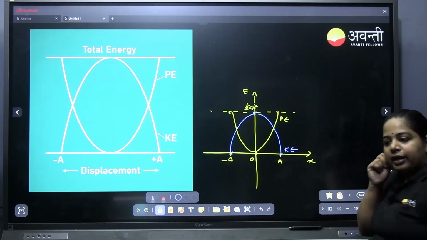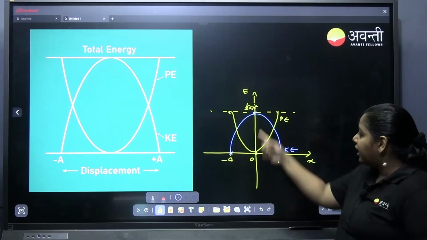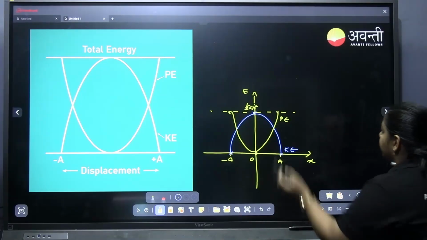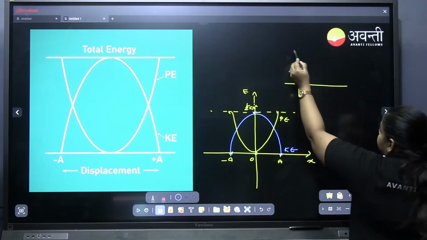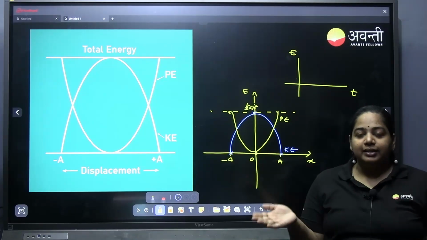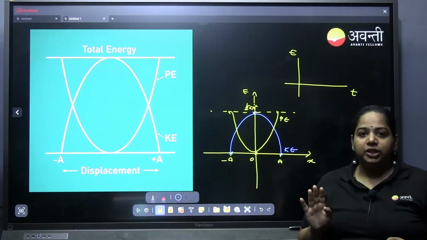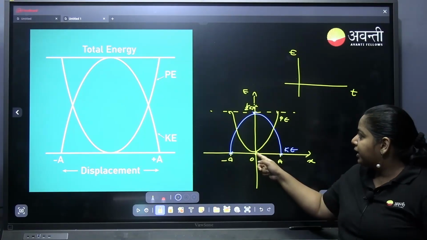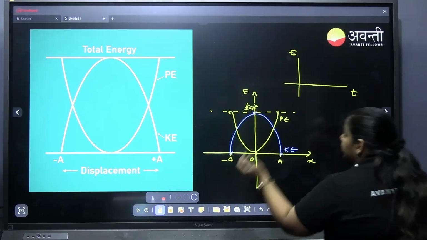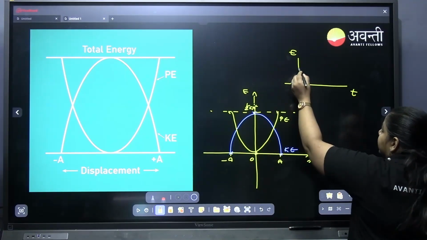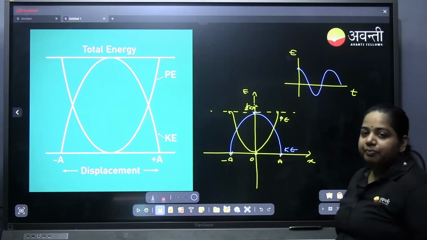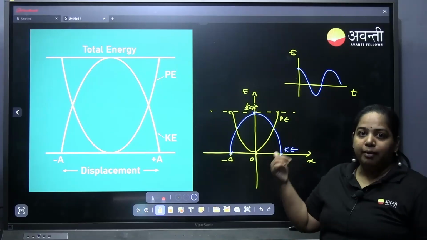Other than this, this is the graph with respect to displacement. With respect to time also you will get it. So, this is energy versus time. Let's say the particle is starting from mean position. If it's starting from mean position, kinetic energy is maximum there. So, this will be the graph of kinetic energy with respect to time.